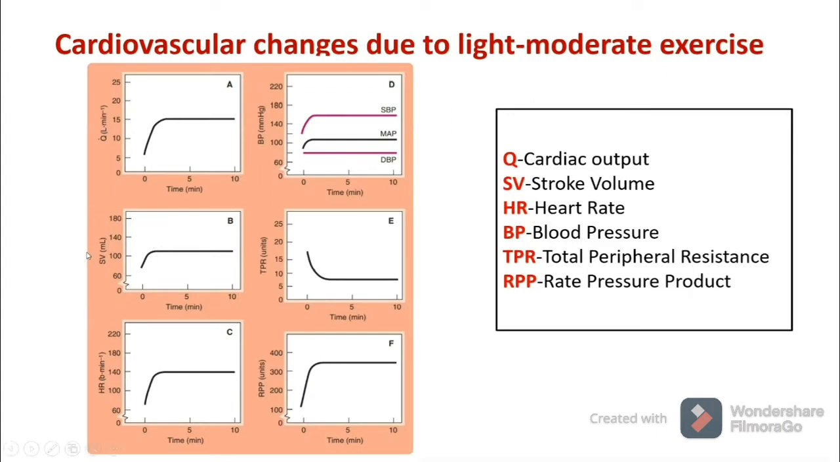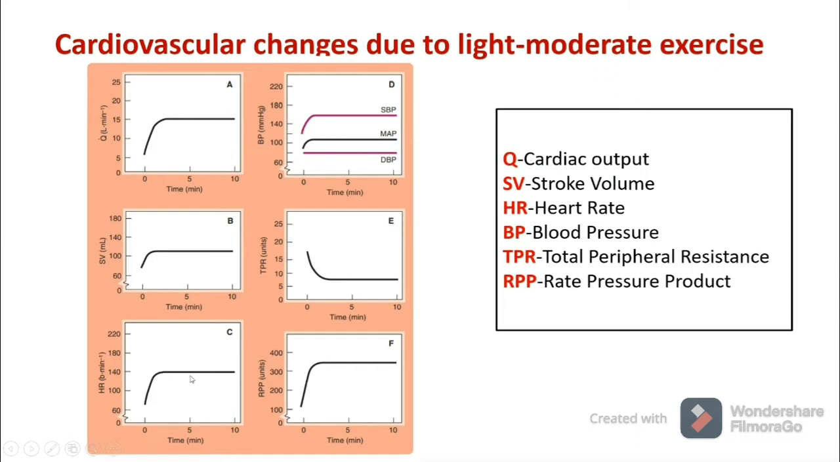So this slide shows you the summary of the cardiovascular changes due to light to moderate intensity exercise. The first one we are looking at is the cardiac output, which is represented by the letter Q. The cardiac output increases with the intensity or the duration of the exercise, and it reaches a plateau as a steady state. The stroke volume also increases and reaches the steady state after some time.